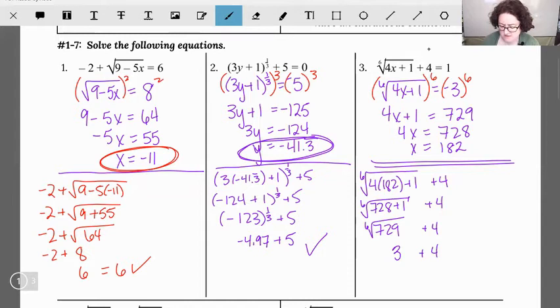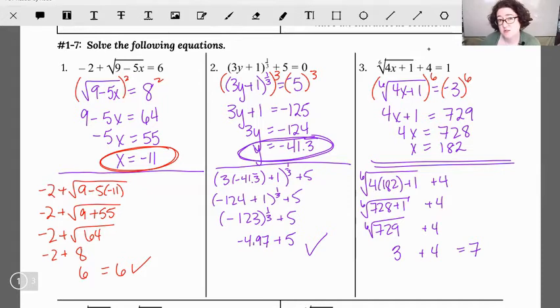And positive 3 plus 4 equals 7. It doesn't equal negative 1. So unfortunately, this one won't check out in every single scenario. When we do a square root, technically we have to consider plus and minus, but if it doesn't check out in every possible scenario, it's not a valid solution.